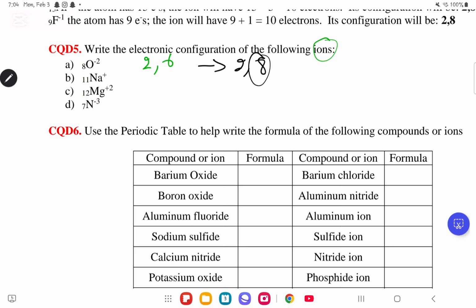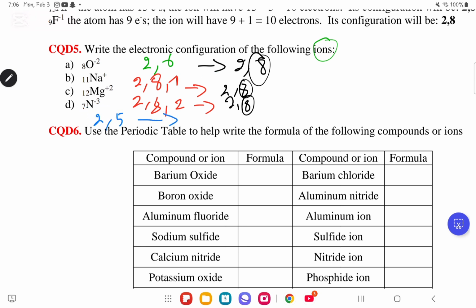Same thing for the Na+. So Na originally is 2, 8, 1. If you remove 1 electron from it, it's gonna become 2, 8. So it has the electronic configuration of what? Of a noble gas. For Mg2+, it's the same. Mg is usually 2, 8, 2. Plus 2 means it lost 2 electrons, and so it's gonna have an electronic configuration of 2, 8. Now, for N, it's originally 2, 5, but then it will gain 3 electrons, so it becomes 2, 8. So that's pretty much it.